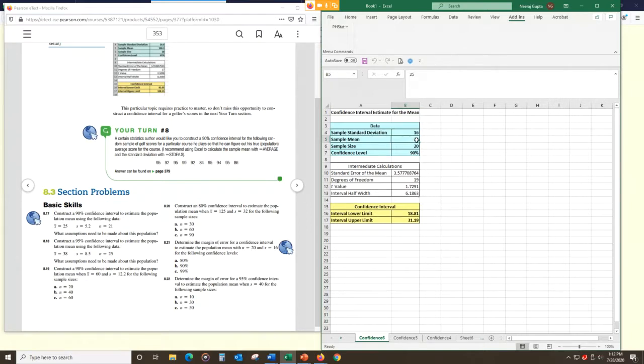Now notice, if I change my sample mean to, say, 30, does my interval half width change? No. So you will have one of the problems similar to this in your homework, and you will say, oh, I am not given the sample mean. So that's how you will be calculating your margin of error from PHStat, right?